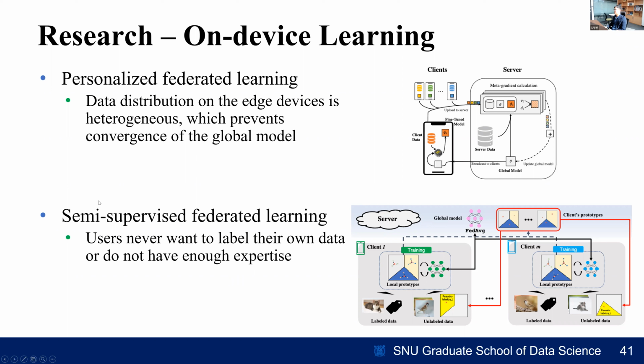Another research was semi-supervised federated learning. The motivation is that users never want to label their own data, right? And sometimes users do not have enough expertise to label. So it is not practical to assume that all the data is labeled in the federated learning scenario. So we change the scenario a little bit: users have very few labeled data, and most of the data are unlabeled. And what can we do to do federated learning more efficiently? We submitted one paper on this research.